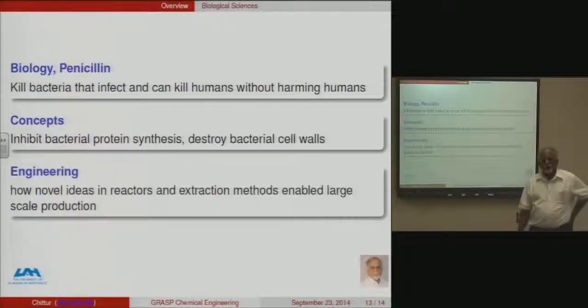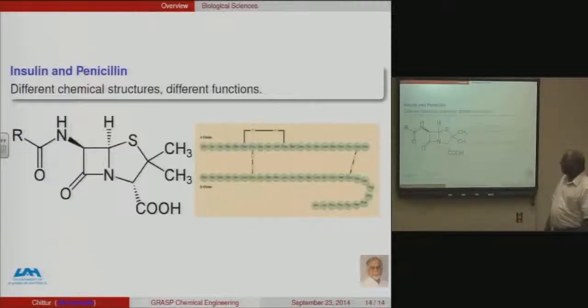And then we will describe how some key developments in chemical engineering enable the production of penicillin in large quantities: submerged fermentation, liquid extraction, all of these amazing unit operations that chemical engineers came up with. So insulin and penicillin have very different chemical structures and very different functions, but these are both biomolecules, biochemicals. The reason chemical engineers are involved in this is because they had to figure out ways to make these in large quantities safely and at prices that people can actually afford.